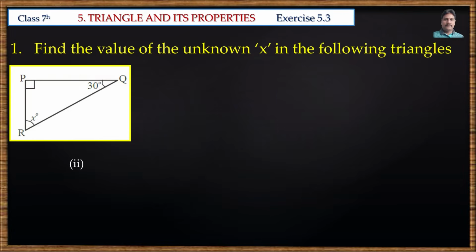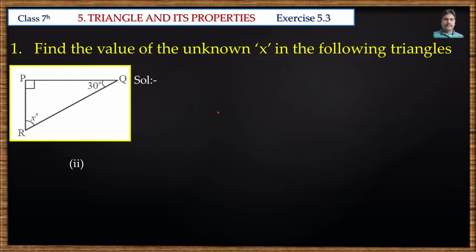Second bit, here triangle PQR is given. Angle P is a right angle, that means it is 90 degrees. Angle Q is equal to 30 degrees and angle R is equal to x degrees. We have to find the x value. Let us solve this problem.